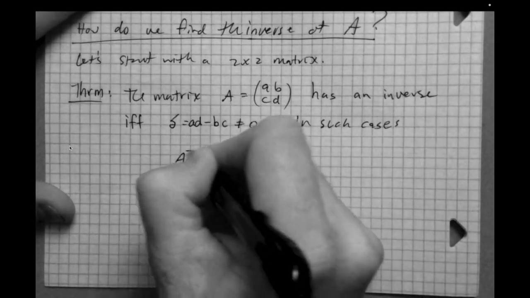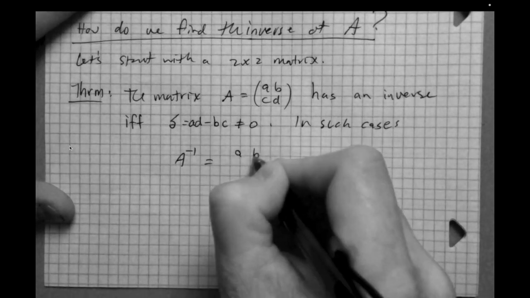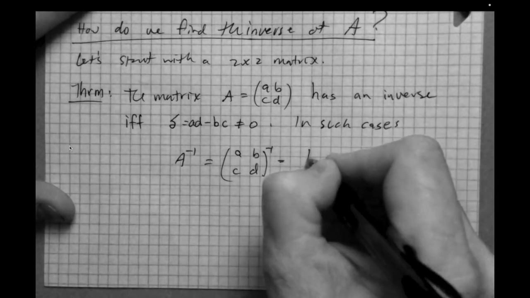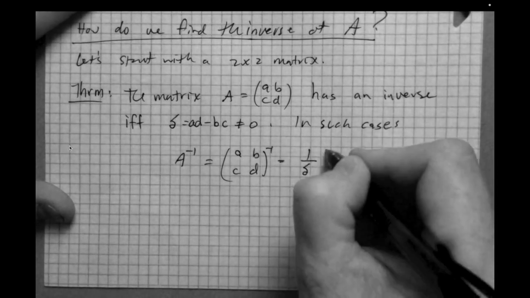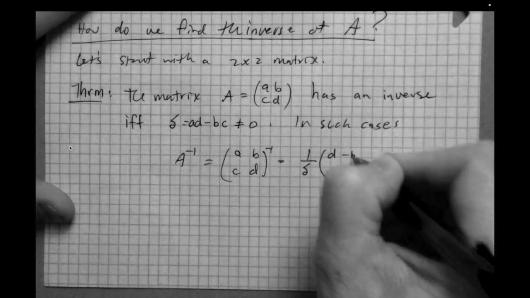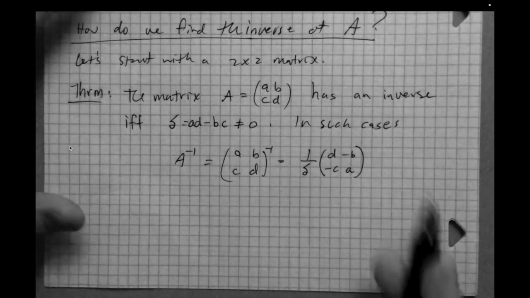Okay, in such cases, when an inverse does exist, when we do have a non-zero delta, the inverse can be identified as, well, let's write it out: the inverse of A, B, C, D will be equal to 1 over delta times D, negative B, negative C, A. Okay, so what have we done here?